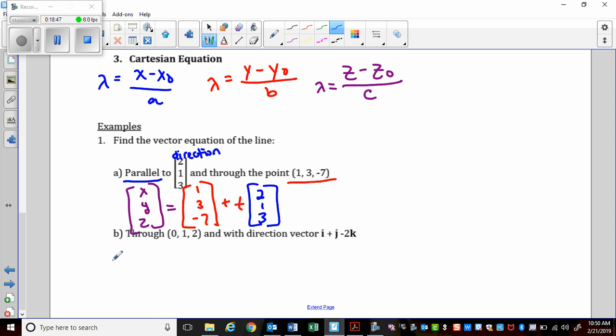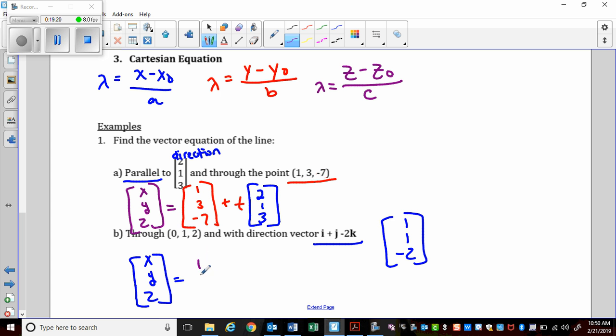All right, let's look at this one. It says through 0, 1, 2, and with a directional vector of i plus j minus 2k. Okay, so we know that my directional vector is this. If I want to make this a vector in the same form, remember it's going to be in alphabetical order. So i is 1, j is 1, and then k is negative 2, the coefficients in front of them. It's pretty easy. Now I'm just going to do the same thing. We have x, y, and z equals my initial point, which is 1, 3. Oops, I was looking at the top one. So this one is 0, 1, 2.